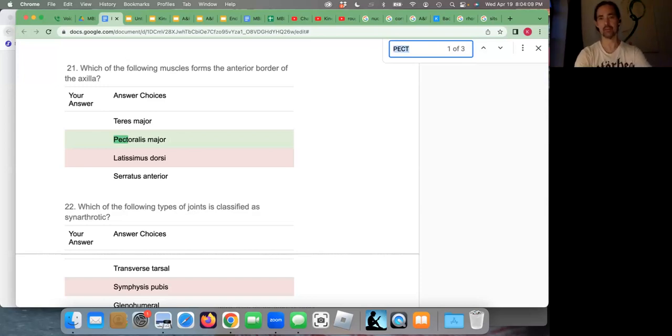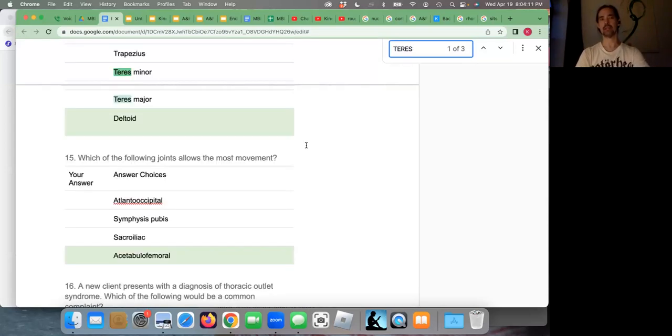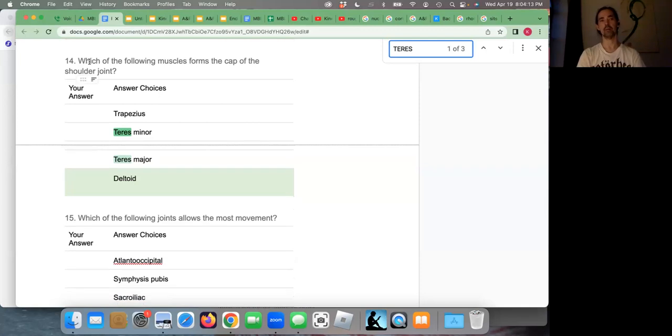Okay, last one. Let's see if we can find a question about the teres or involving the teres. Okay. Which of the following muscles forms the cap of the shoulder joint? The cap of the shoulder joint. That's the deltoid muscle, not the teres muscles, and also not the trapezius muscle.